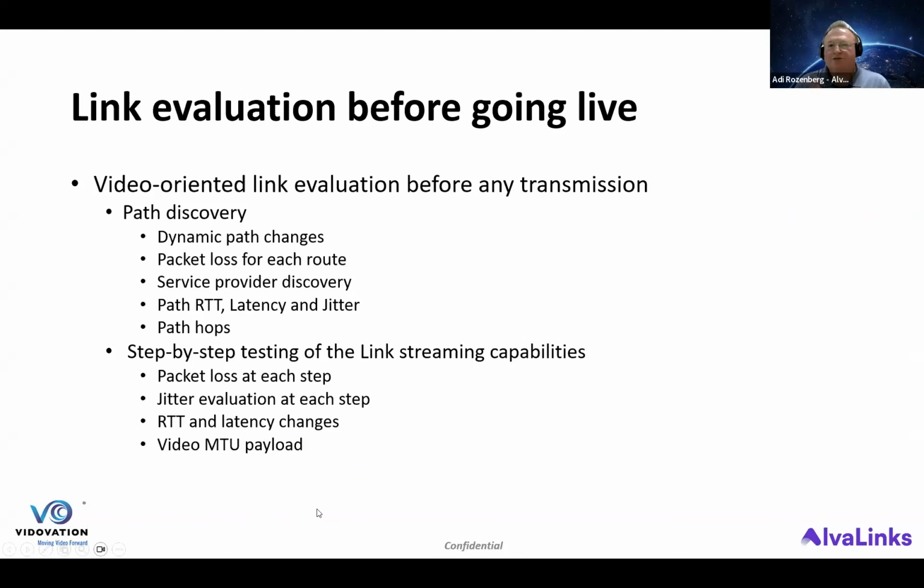So let's understand what we do. We do many functions. Let's start with evaluation before going live. We have an event. We come a day before, or maybe a few hours before. Most organizations come at least a day before. We want to evaluate the circuits that we have.